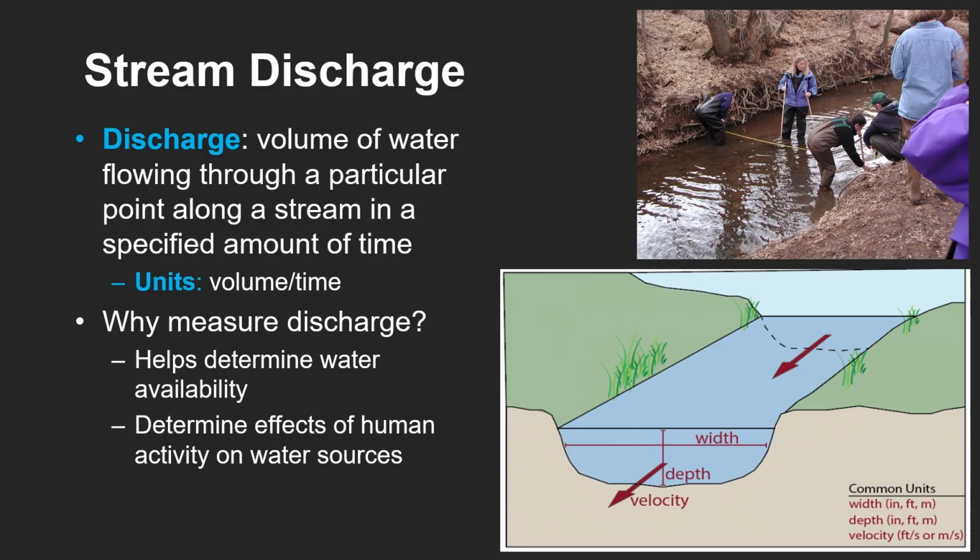Stream discharge is the volume of water flowing past a specific point in a stream over a set period of time, measured in units of volume per time. Measuring discharge helps determine water availability and reveals how human activity affects water sources.